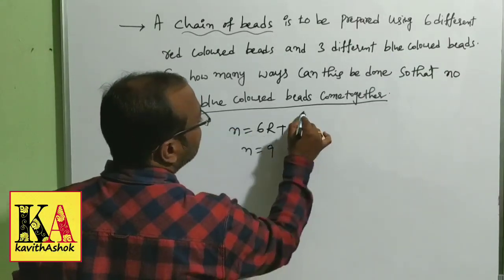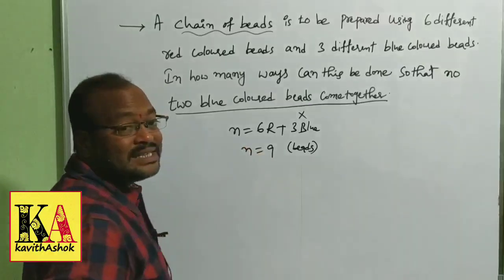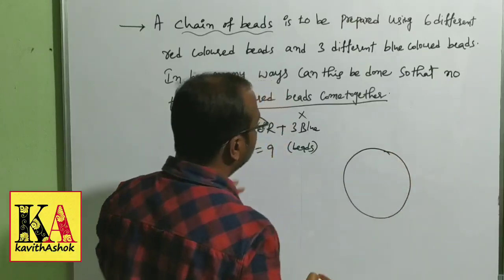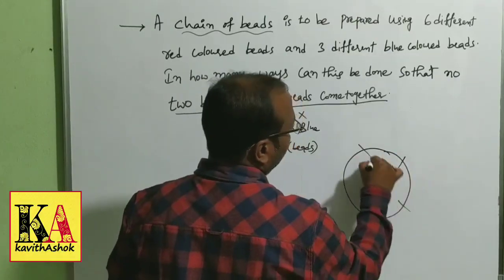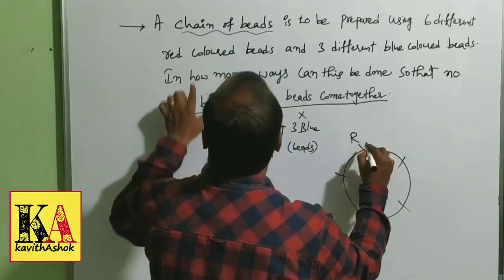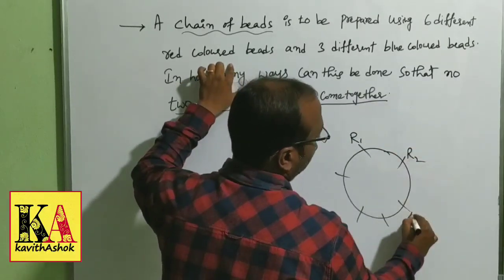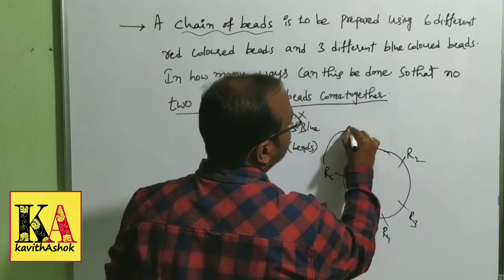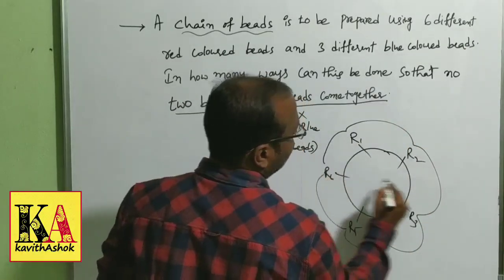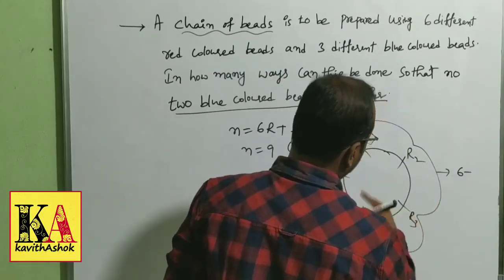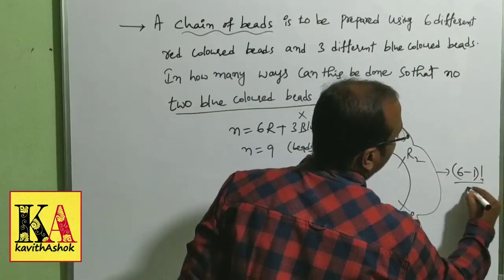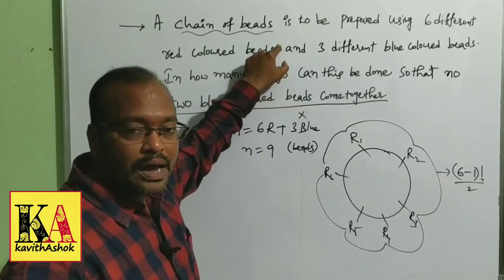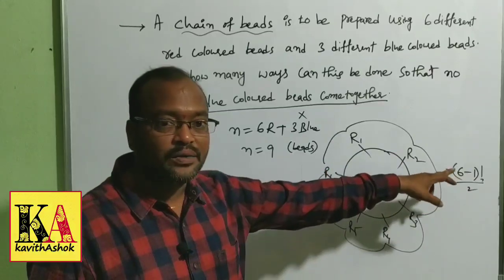So for no 2 together, first leave the blue colored beads. Now take 6 red colored beads, in a chain here. We will arrange 1, 2, 3, 4, 5, 6. Red beads R1, R2, R3, R4, R5 and R6. These red beads can be arranged in how many ways? 6 are there, so 6 minus 1 factorial by 2 ways. Because it is a chain of beads, clockwise and anti-clockwise coincide. That's why 6 minus 1 factorial by 2.